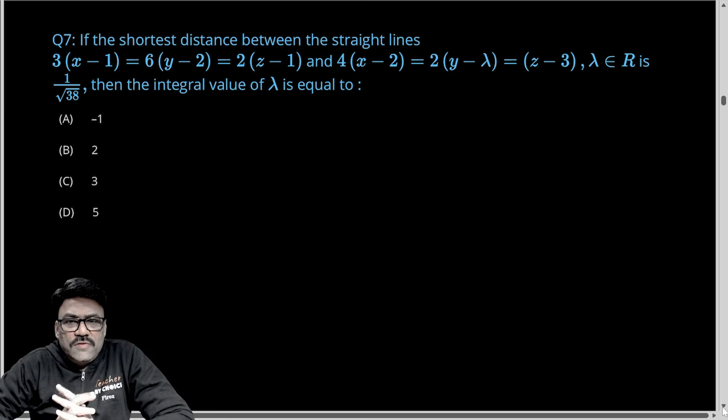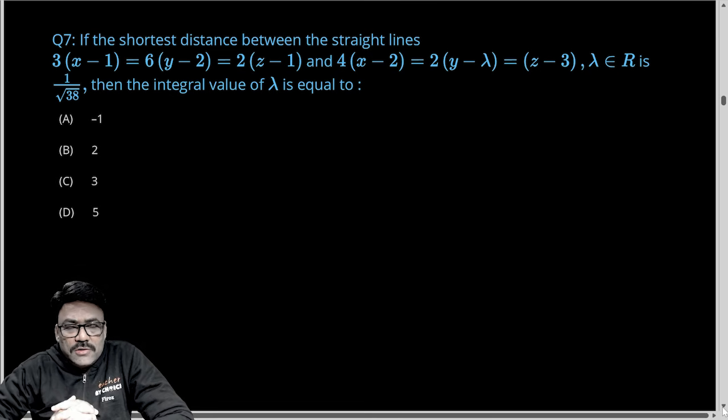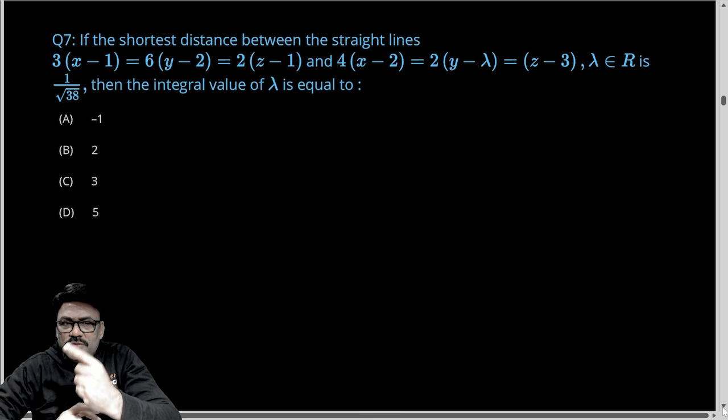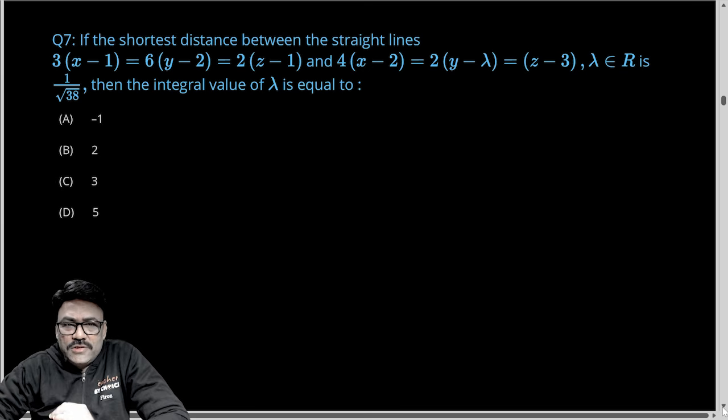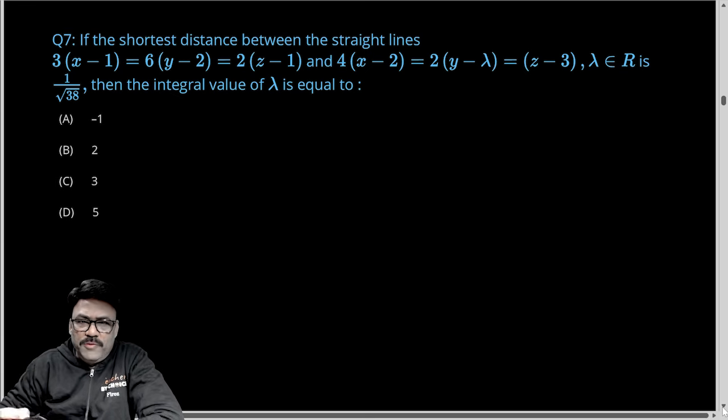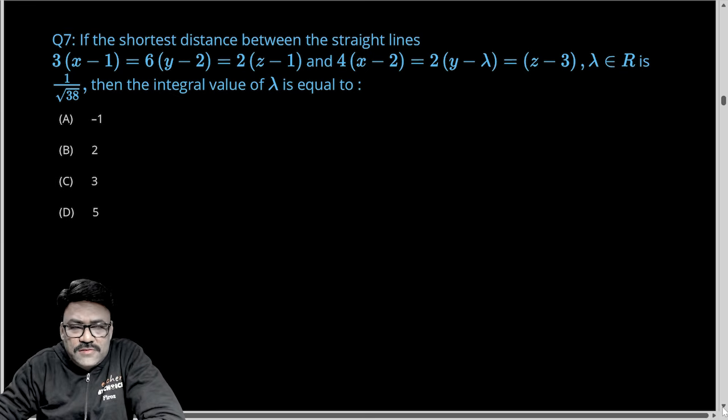Okay, see this question. This is from 3 dimension. 2 lines are given to you, and the shortest distance between these 2 lines is also given, 1 by root 38. So what is the integral value of lambda here? But before I write the shortest distance, let me write both lines in a standard form.